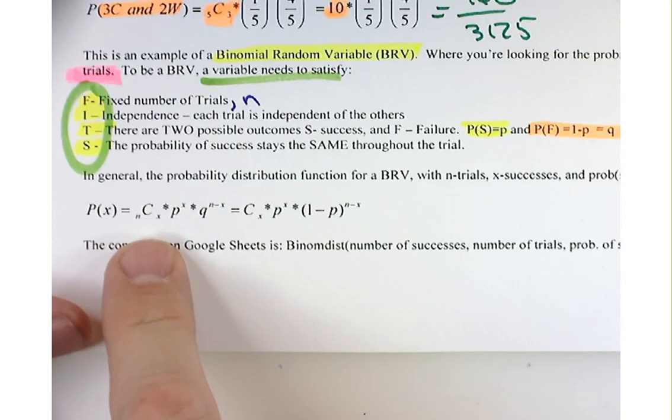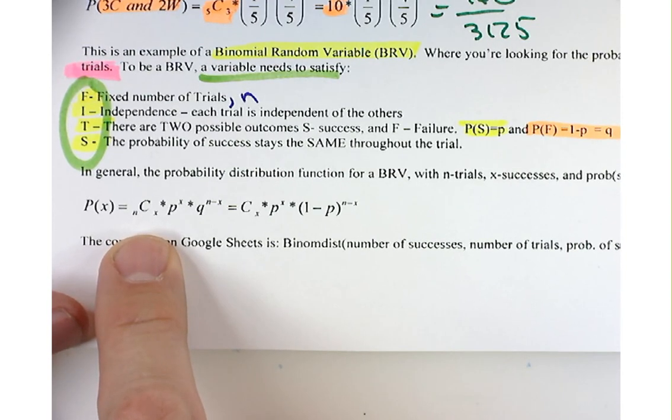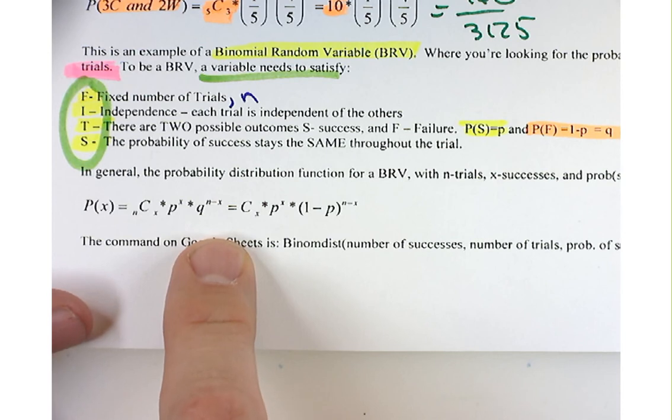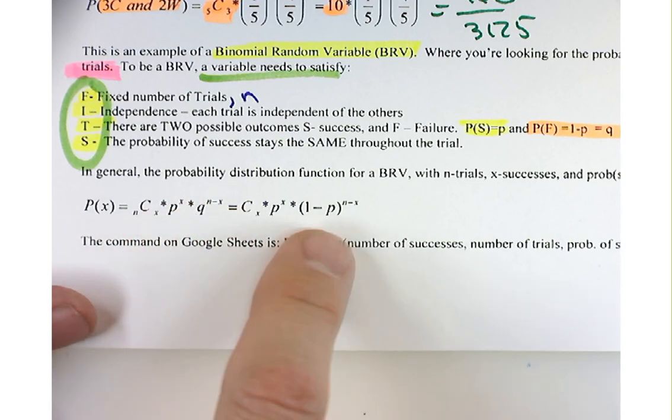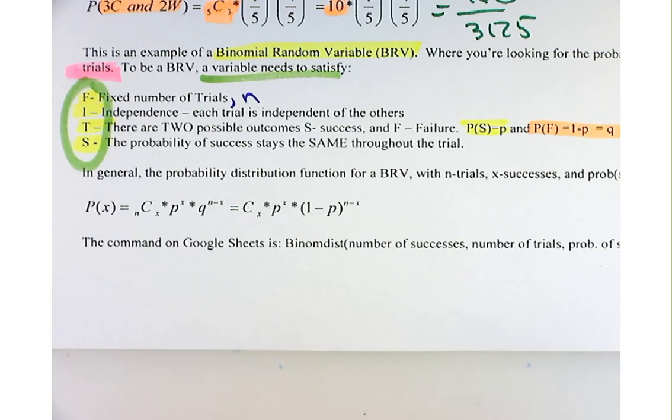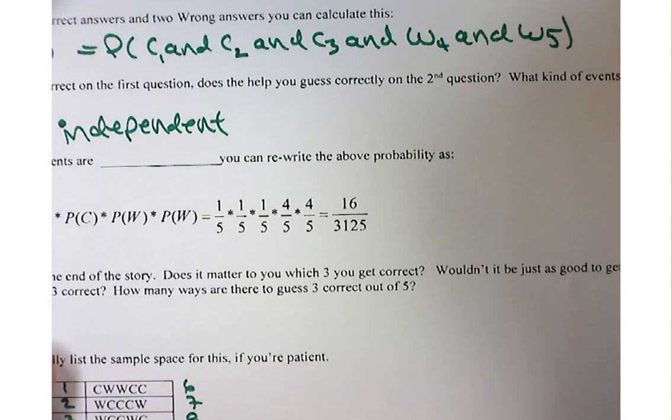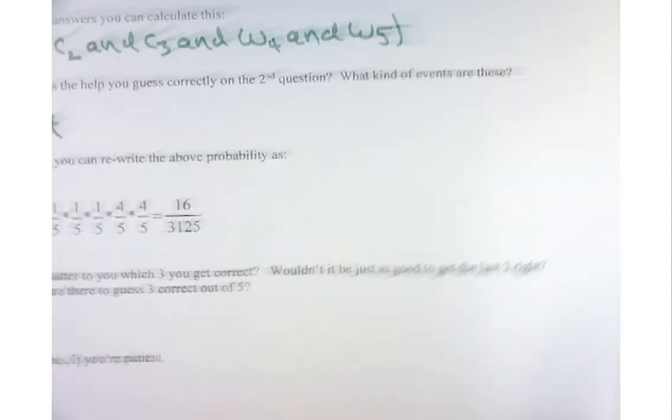Now, if you actually had to calculate this by hand on a calculator, here's what's called the binomial PDF, or probability distribution function. It's n choose x, p to the x, and q to the n minus x, where q, the probability of failure, is 1 minus p. That would be the actual formula that you would plug in. Fortunately for you, Google Sheets has this programmed in, so does your graphing calculator, so you don't actually have to do that. We can instead just work on Google Sheets.